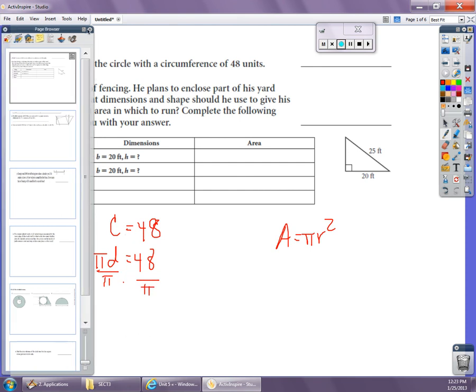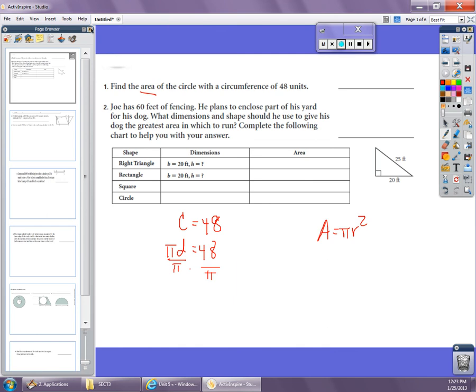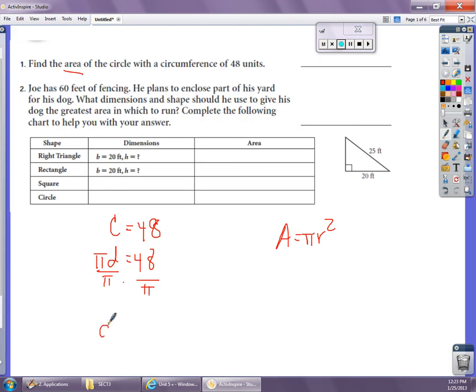If you divide by pi, you get the diameter is 48 over pi. I told you in class that you can leave it like that. That's the exact answer. If you multiply by 1/2 or divide by 2, you end up with 48 times 1 over pi times 2, so 48 over 2 pi, which reduces to 24 over pi. So this stands for the radius.